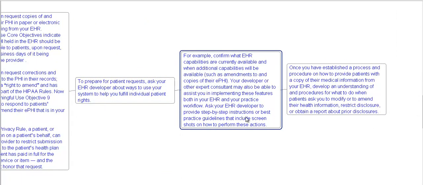For example, confirm that EHR capabilities are currently available and when additional capabilities will be available, such as amendment to and copies of their ePHI. Your developer or other expert consultant may also be able to assist you in implementing these features both in your EHR and your practice workflow. Ask your EHR developer to provide step-by-step instructions or a best practice guideline that includes screenshots on how to perform these actions.